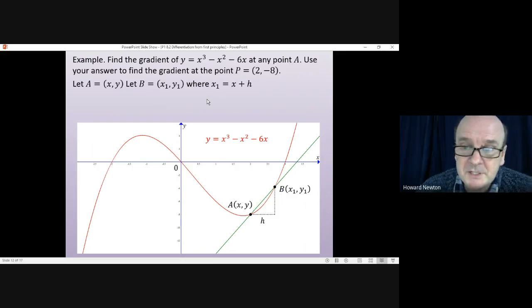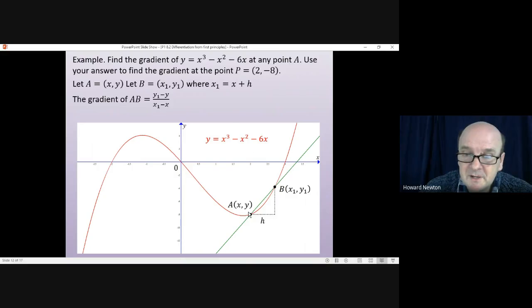But we begin by just choosing two points on the curve, two general points. So the point A, which is the one we're really interested in, we just call (x, y), the general value x, the general value y. And the point B, which is a little bit further away, we'll call (x1, y1), where x1 is equal to x plus some small amount h. So h is this distance here. It's the x distance between the two x values.